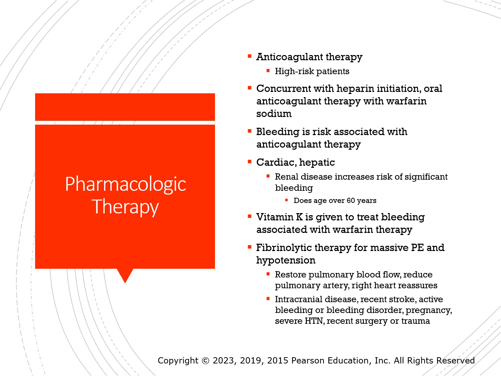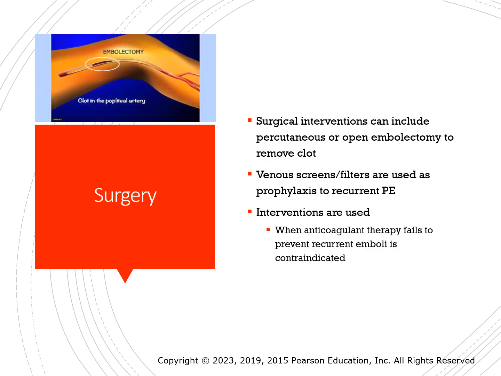Surgery, so let's look at surgery. Surgical interventions can include percutaneous or open embolectomy to remove the clot. Venous screens, filters are used as prophylaxis. So a filter would be like a stent. These interventions are used when anticoagulant therapy fails to prevent recurrent emboli or is contraindicated.